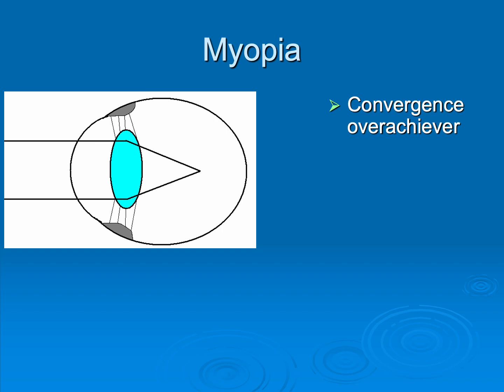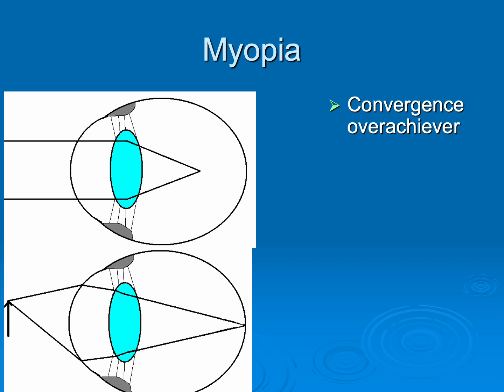Now, as we switch over to myopia, remember that these guys are convergence overachievers. They have a powerful cornea or powerful lens or a long eye. And for these overachievers, you can see that when they look at something up close, it pushes their focal point back onto their retina, and they can do that with no problem at all. You notice the ciliary body is doing nothing right now.